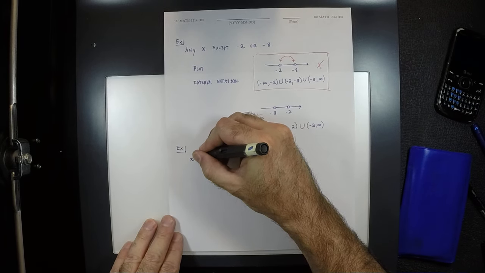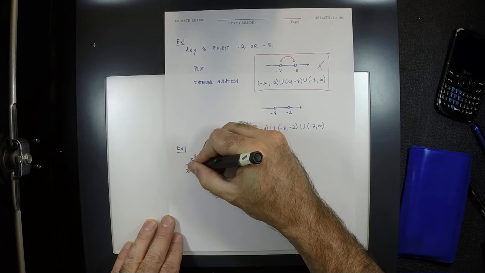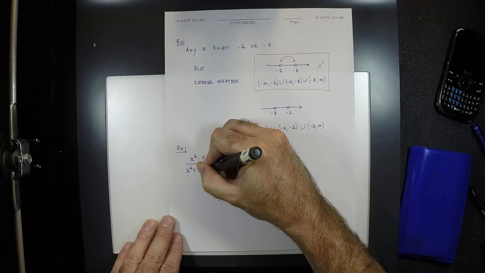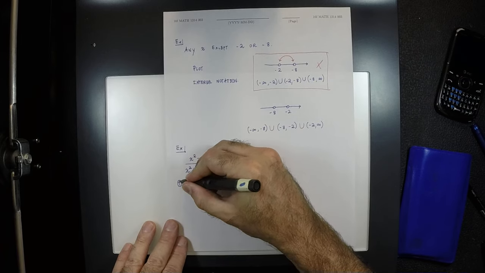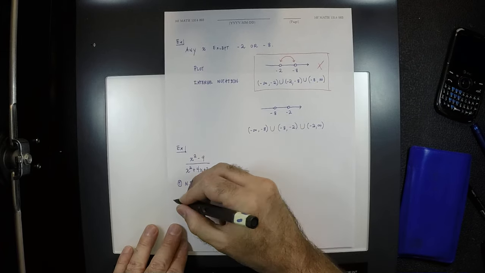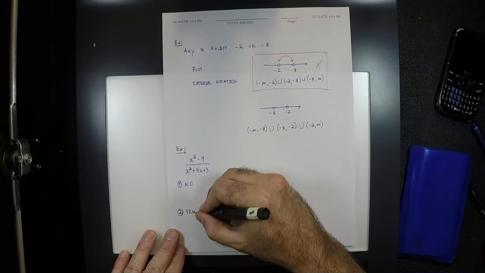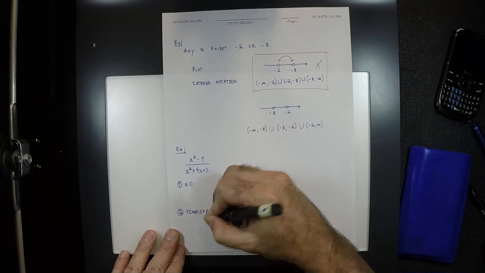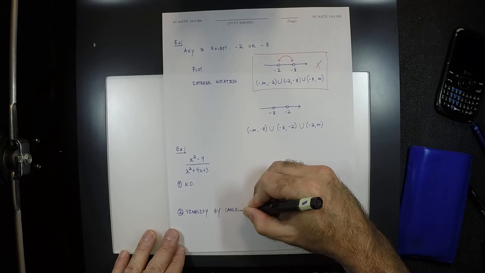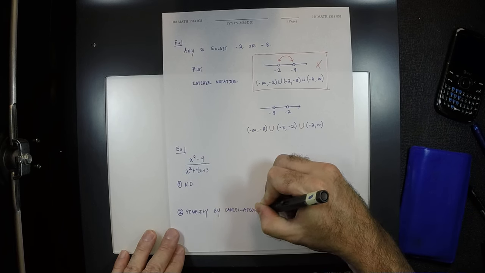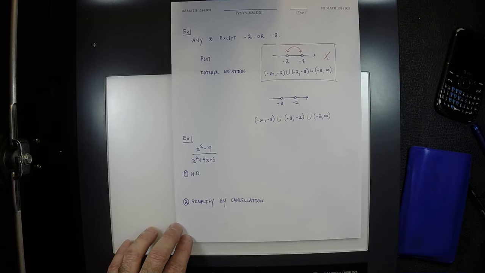So now, how about x squared minus 9 divided by x squared plus 4x plus 3? So two parts. Please find the natural domain. And then please simplify by cancellation, if possible. So how about it? How do we answer this question?